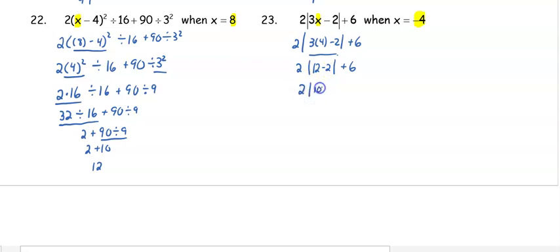So 2 times the absolute value of 10 plus 6. The absolute value of 10 is still 10. So 2 times 10 plus 6. We can multiply 2 times 10 is 20. Add 6, we end with 26.